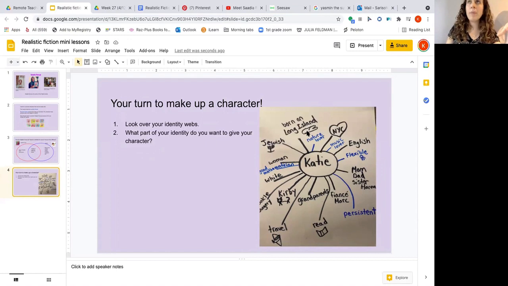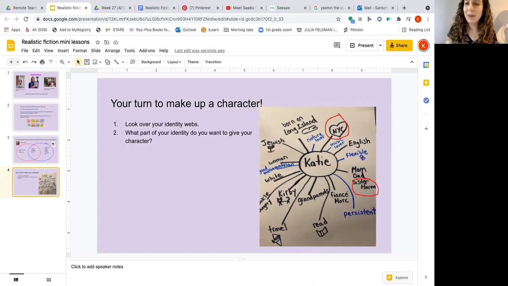Well, I live in New York City and I love living in New York City. I don't want to live anywhere else. That's so important to me. So I want to write about a character who also lives in New York City. And being a big sister is another part of my identity that's really important. And I think it would be nice to make up a character who's also a big sister, who shares that with me.